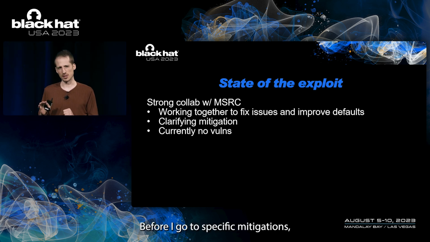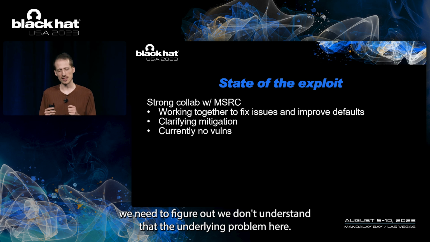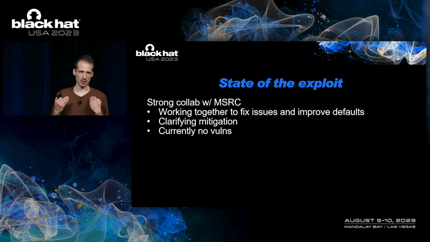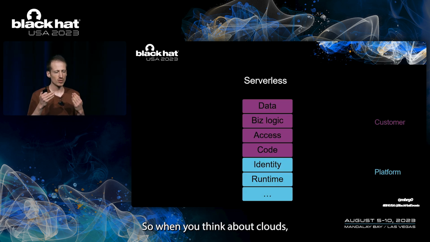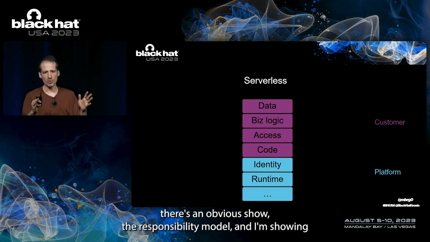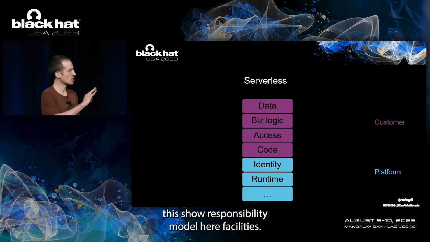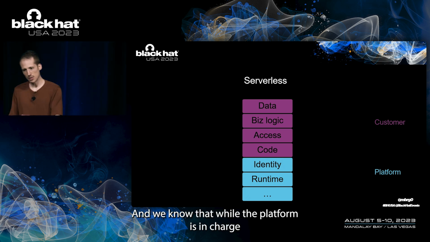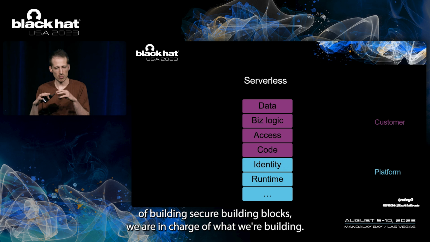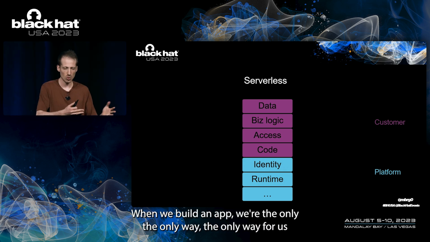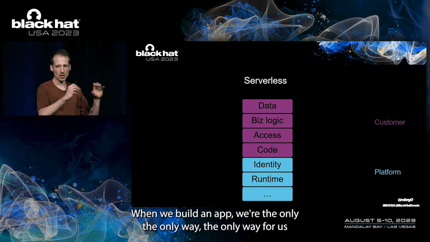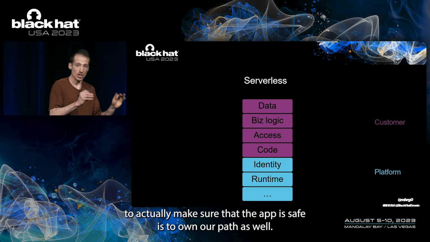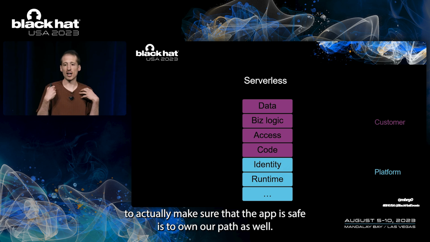Before I go to specific mitigations, we need to understand the underlying problem here. When you think about cloud, there's an obvious shared responsibility model, and I'm showing the shared responsibility model here for serverless. We know that while the platform is in charge of building secure building blocks, we are in charge of what we're building. When we build an app, the only way for us to make sure that app is safe is to own our part as well.